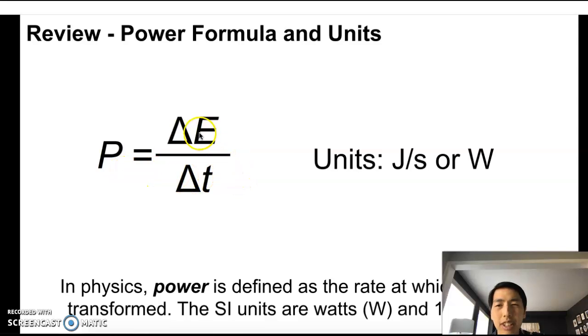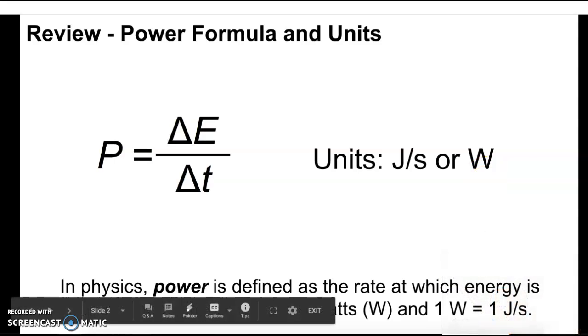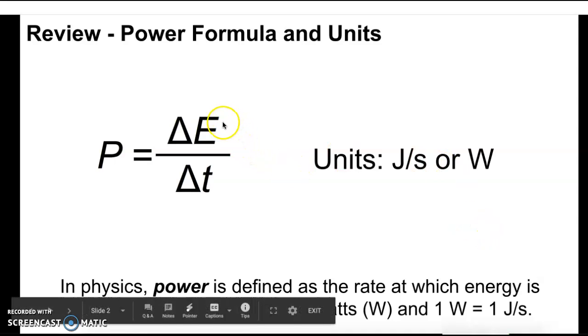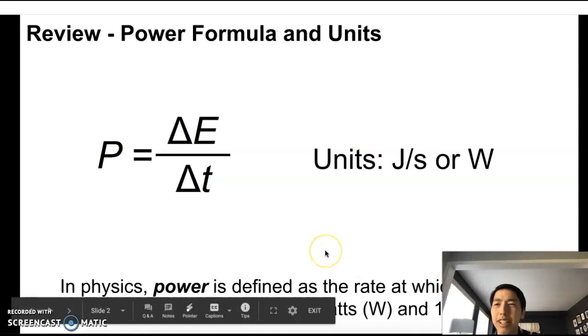So in terms of the units, energy, as you know, is measured in joules, time is measured in seconds, so the units of power are joules per second. And we've given that a different name called a watt. So 1 watt is the same thing as 1 joule per second. So yeah, it's something divided by time. So in other words, it's how fast something is happening.